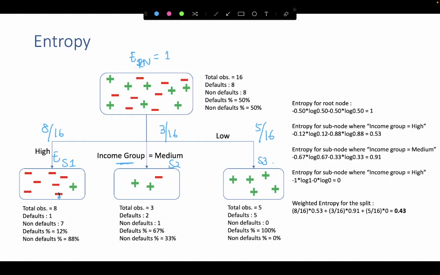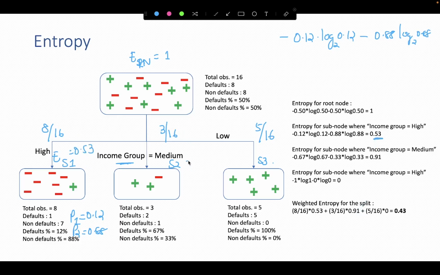So E sub S1 is going to be nothing but, the probability of it being a positive label is going to be 0.12. The probability of a randomly picked point being a negative label is 0.88. Now you plug in these values here, which turns out to be minus 0.12 multiplied by log 0.12 to the base 2, minus 0.88 log 0.88 to the base 2. So this turns out to have a value of 0.53. So this is going to be 0.53.